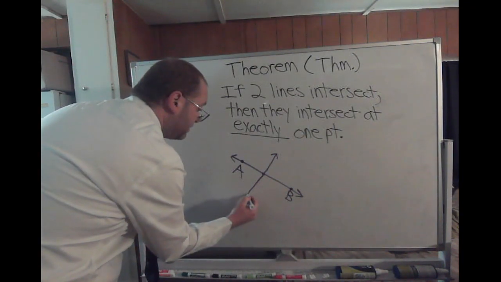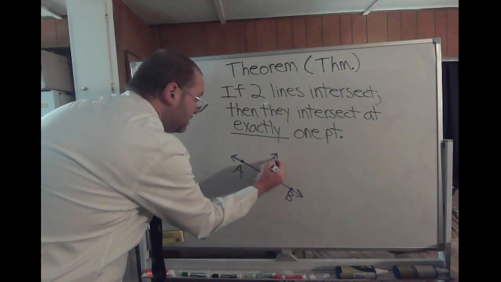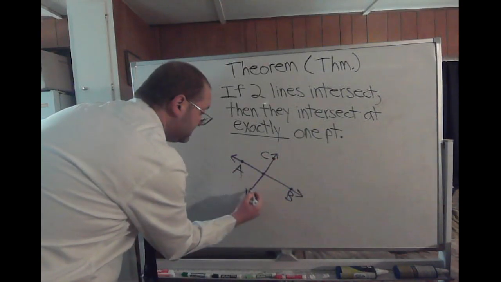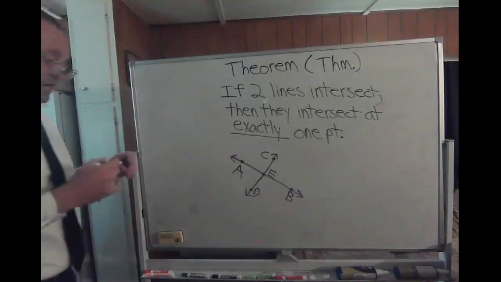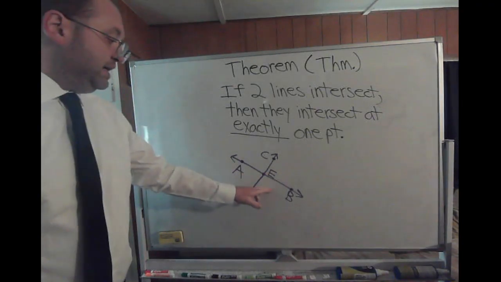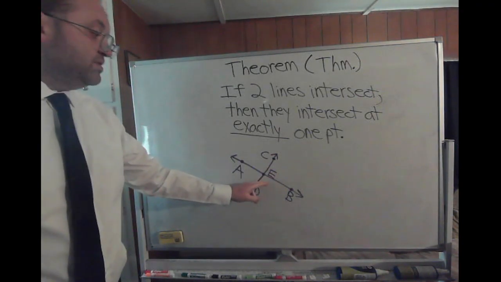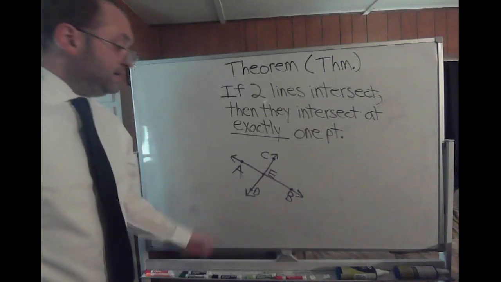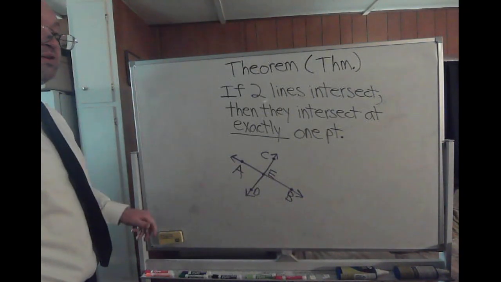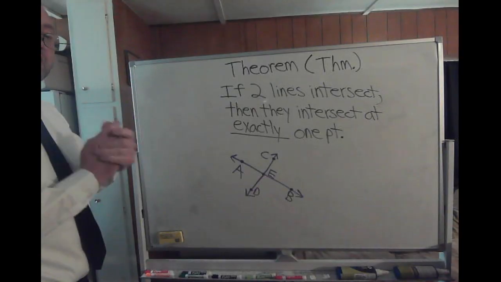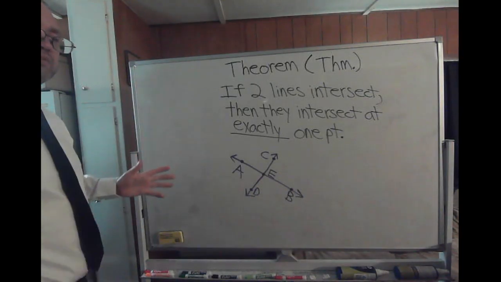Draw another line going through AB. We'll call this C, D. They'll intersect at E. So I have line AB, and then line CD intersects at point E. Well, this demonstrates the theorem. A line intersects at exactly 1 point. If it's a straight line, think about it. It couldn't intersect at more than 1 point.